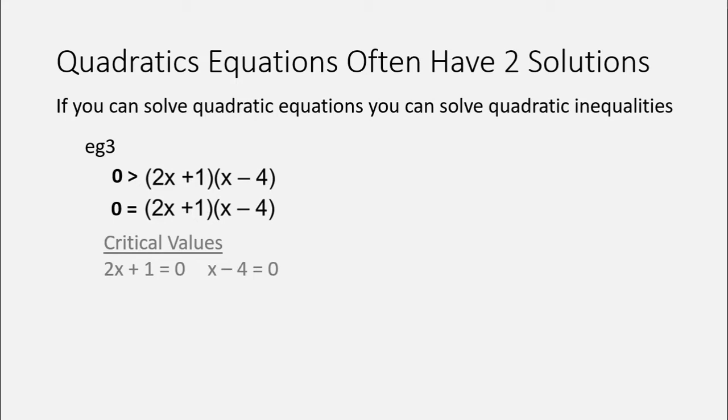2x plus 1 will be equal to 0 when 2x is equal to 0 minus the 1. And getting rid of the 2, x will be equal to that negative 1 divided by 2, so negative 1/2 or negative 0.5, whichever you prefer. X minus 4 will be equal to 0 when x is equal to 0 plus the 4, so that's when x is equal to 4. So I've got my two critical values, but we don't stop there. Next step, let's sketch the curve. Is it a positive parabola or a negative parabola?